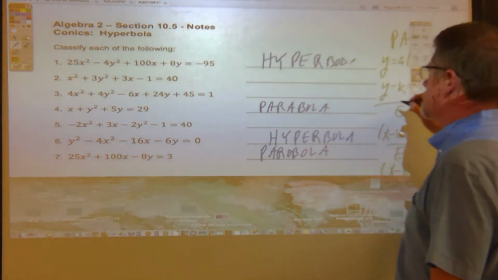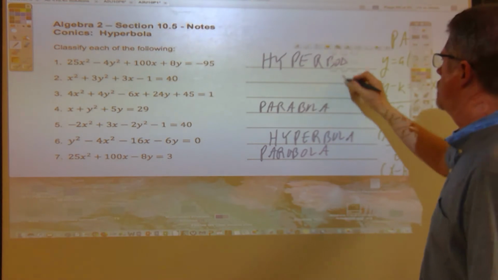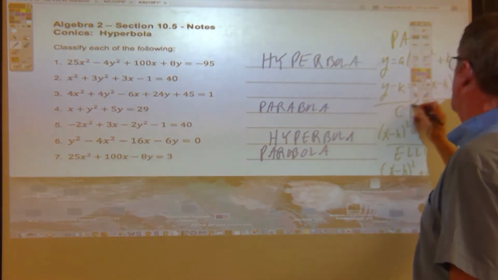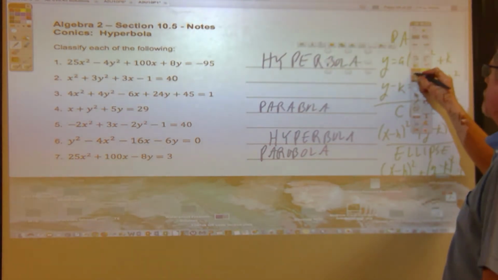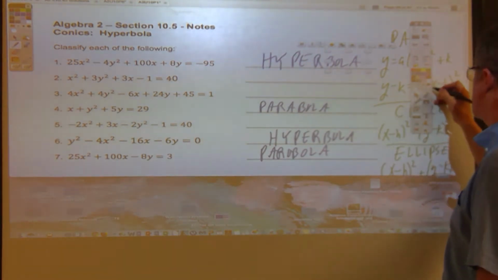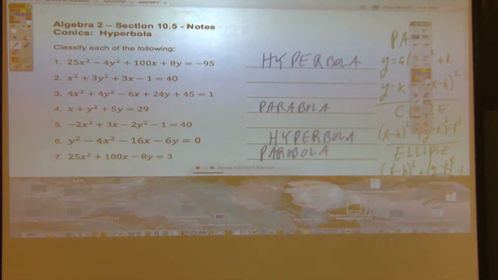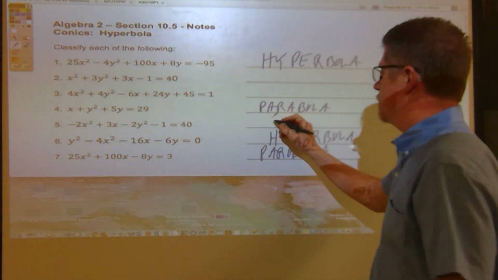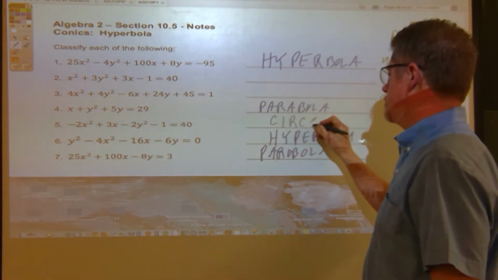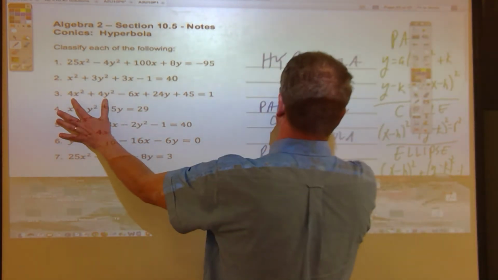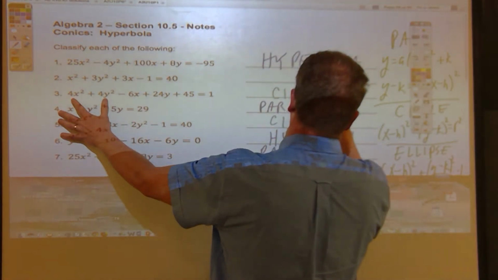Are the rest ellipses? Which one is not an ellipse of the remaining ones? If you take a look at number 3, you see that it's a circle. So are the other 2 ellipses? No, 5 is a circle. Careful, 5. Oh yeah, you're right. 5 is a circle also. Absolutely right. So circle, 3 was a circle. So only 1 ellipse.